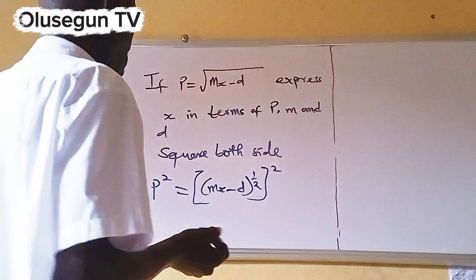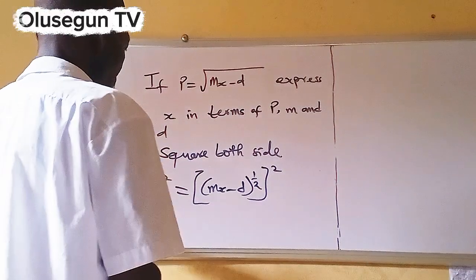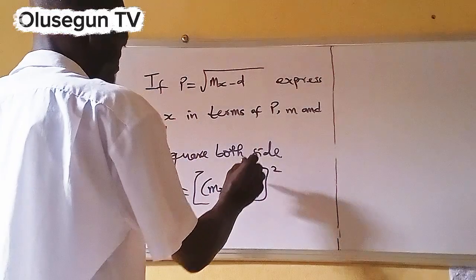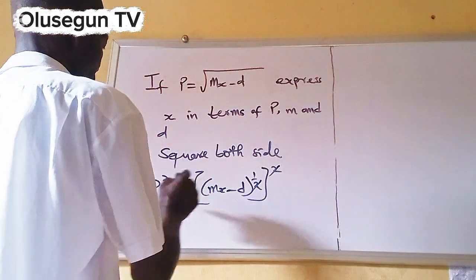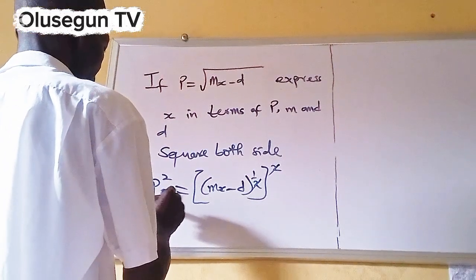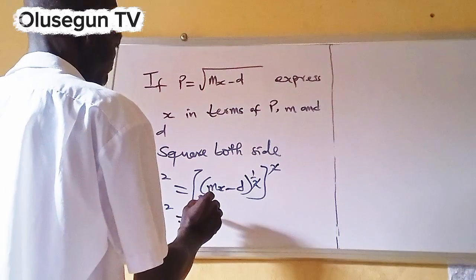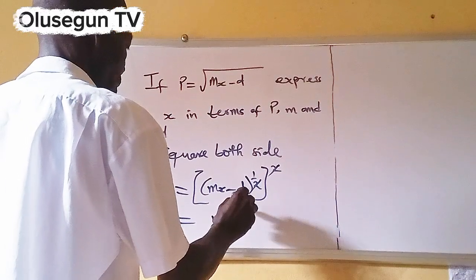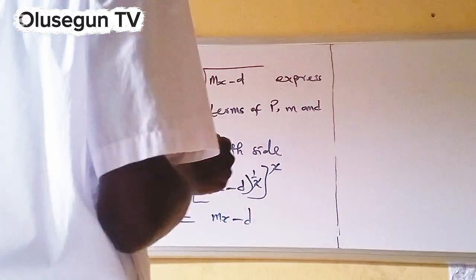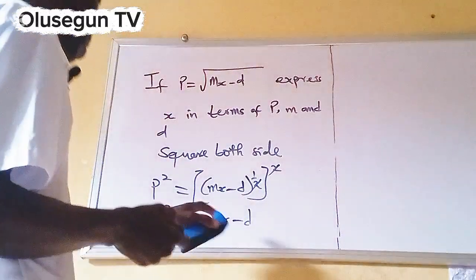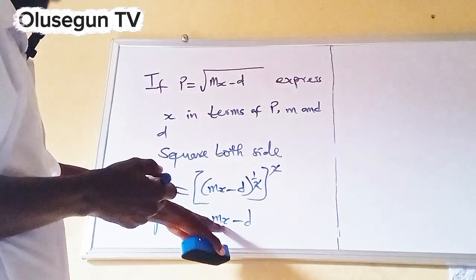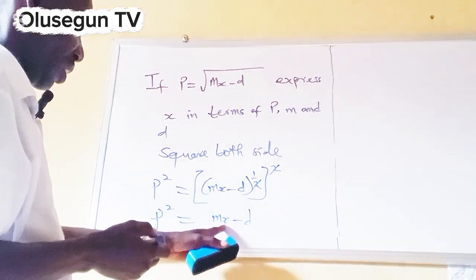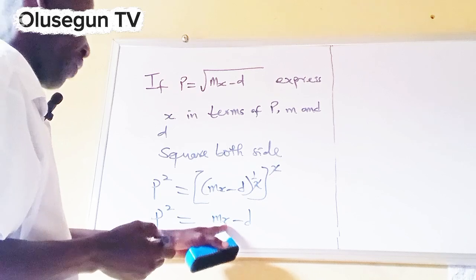When you square both sides, this one will cancel this. So we have p square is equals to mx minus d. Now we want to make this x the subject of the formula. So this is what we are asked to express. This is what we are asked to find.